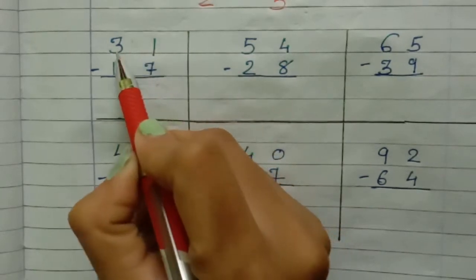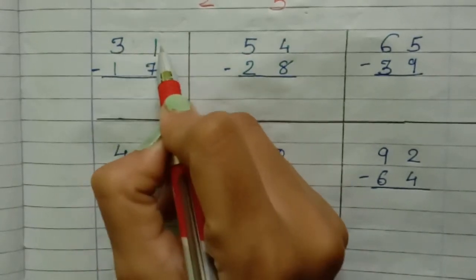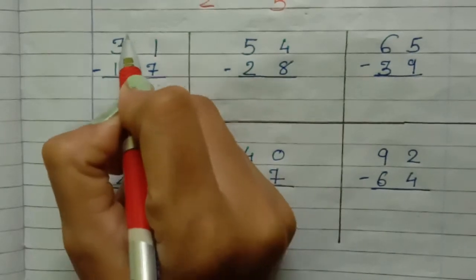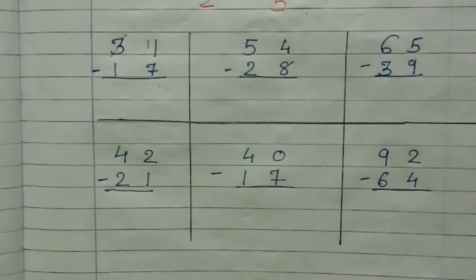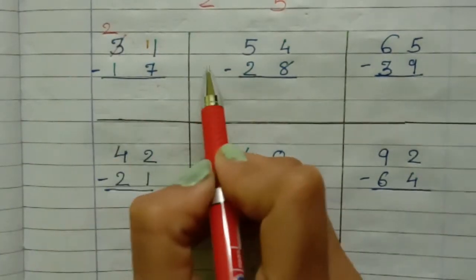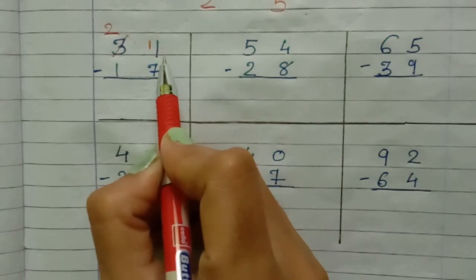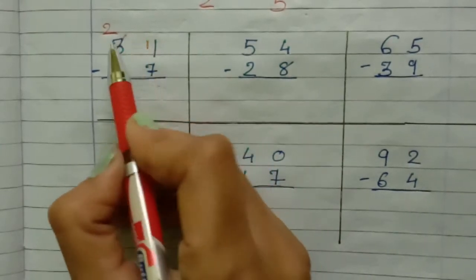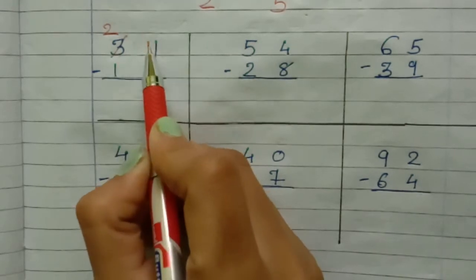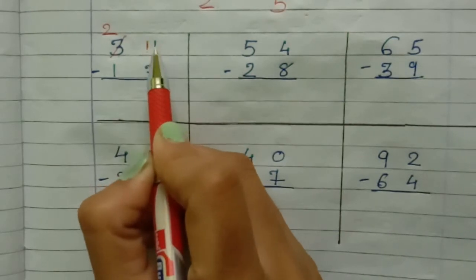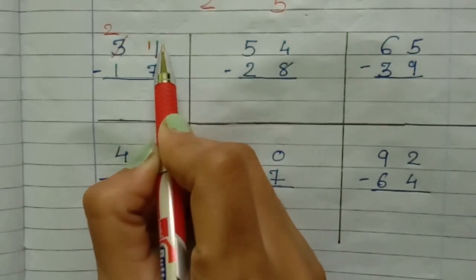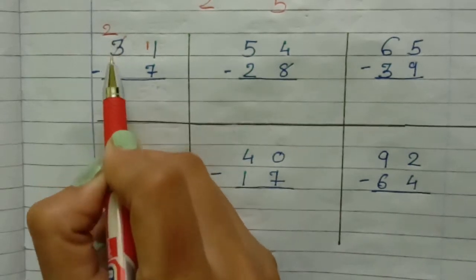So 1 will go to 3 and will borrow 1 ten. So 3 will give 1 ten to 1. And how many does 3 have remaining? 3 has 1 decreased, because 3 gave 1 ten. So it has remained 2. And here 1 ten plus 1, 10 plus 1 is 11. So here at the ones place 11 on top and 2 at the tens place.